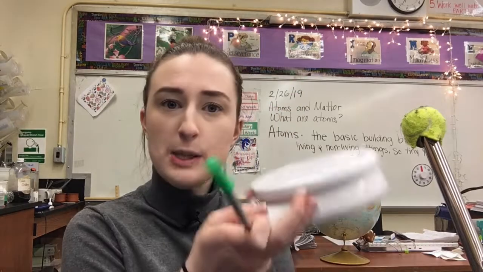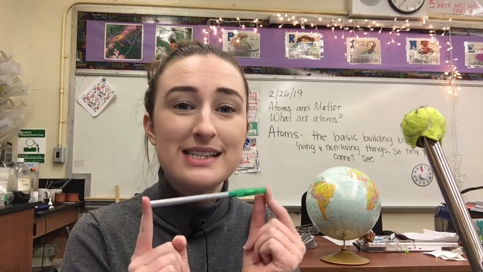So, because this green pen takes up space and has mass or weight, we can say that this pen is matter. So pens are matter. They're made of atoms, they have mass, they take up space. This pen is in the state of a solid. These are all things that we are going to become more comfortable with in the next few lessons.